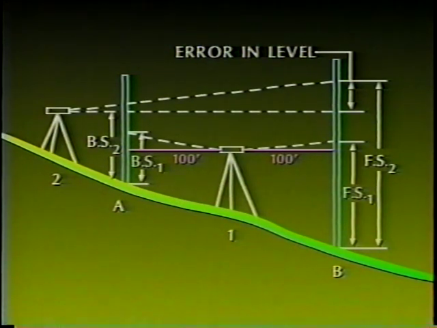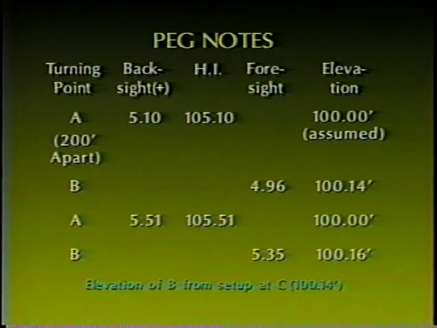As an example, the following illustration details the computations used in pegging a level. Assuming an elevation of 100 feet for point A with a backsight reading of 5.10 feet makes the HI 105.10 feet. Reading a foresight of 4.96 feet and subtracting that from the HI gives an elevation of 100.14 feet for point B. After moving the level, the new backsight reading is 5.51 feet with an HI of 105.51 feet. Then, subtracting the foresight reading of 5.35 feet, the elevation of point B is 100.16 feet.